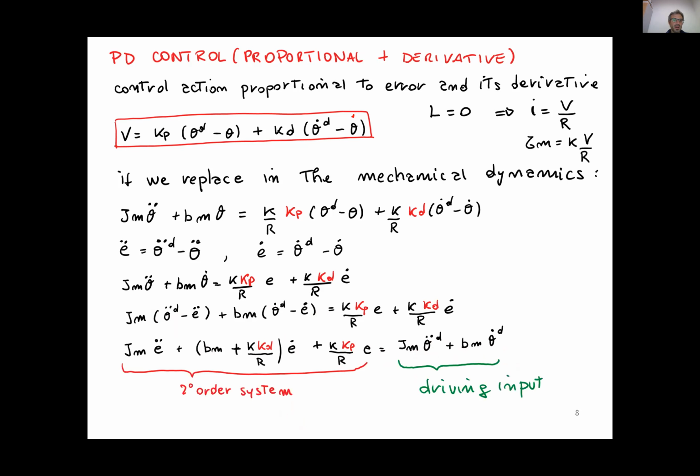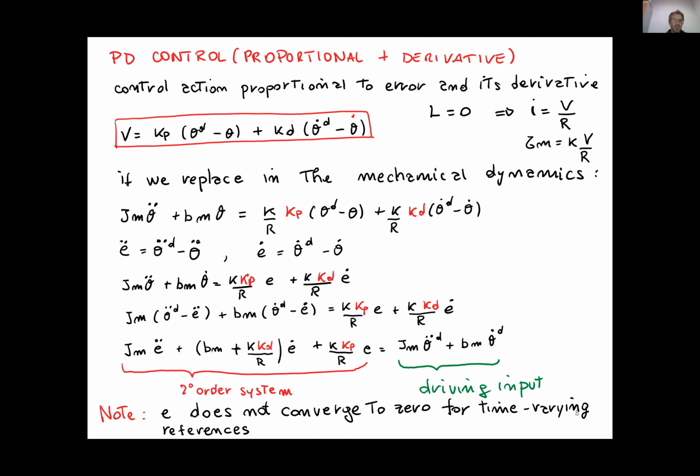In particular, we have a second order system that is not converging to zero for time varying references. If our reference is constant, like a step input, then its first and second order derivatives will be zero, and the error will converge to zero. But if the reference is, for example, a sinusoid, which is changing over time, this is not going to happen.